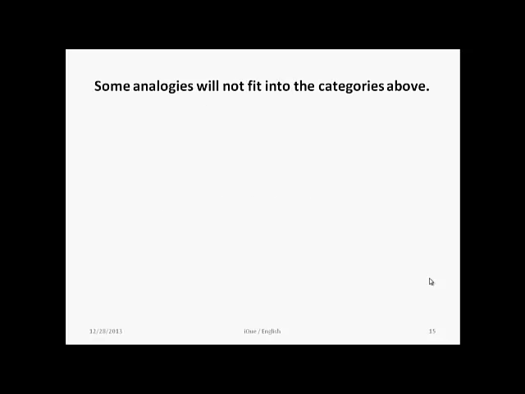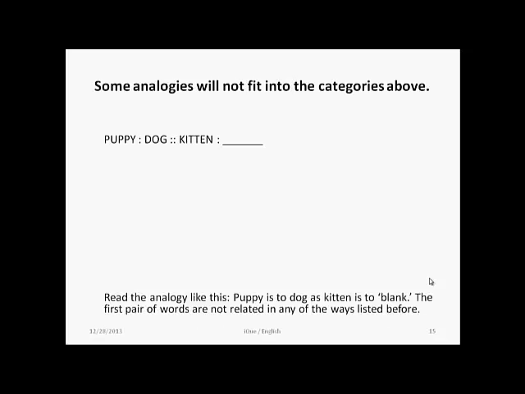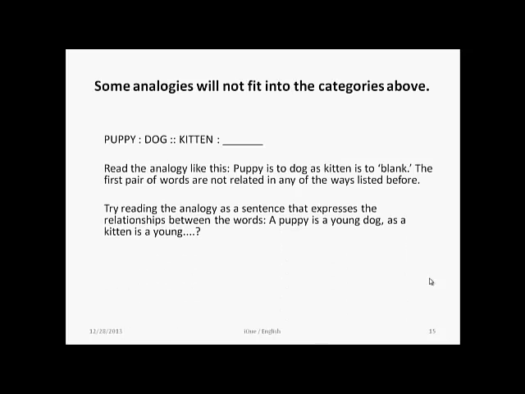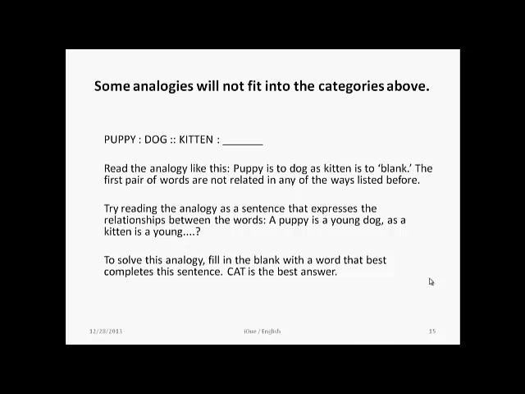Some analogies, however, will not fit into the categories that we have just seen. For example, puppy is to dog as kitten is to what? Now here, read the analogy like puppy is to dog as kitten is to blank. The first pair of words are not related in any of the ways listed above. However, we can identify that there is a relation between a puppy and a dog when we express it in a sentence. A puppy is a young dog, so a kitten is a young what? And the answer which obviously comes in is cat.